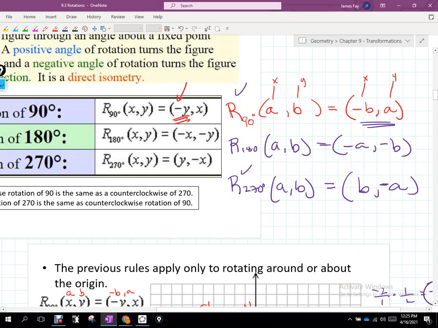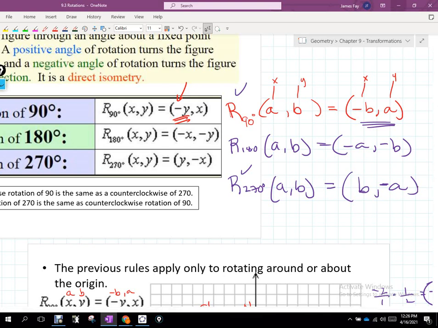I remember that 90 comes before 270. So then when I have my image ordered pair of negative B comma A, I remember because 90 comes before 270. So in my ordered pair, because this term comes first in comparison to that one, I'm going to negate this one. However you structure it in your mind to remember which one gets the negative, that's how I do it. And then 270 comes second. So with the 270 rule, the second one over here gets the negative.